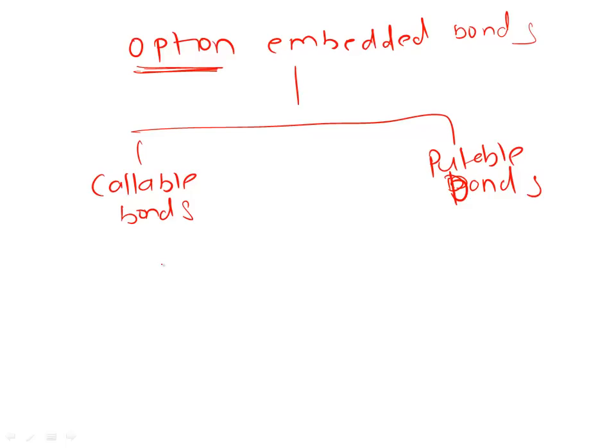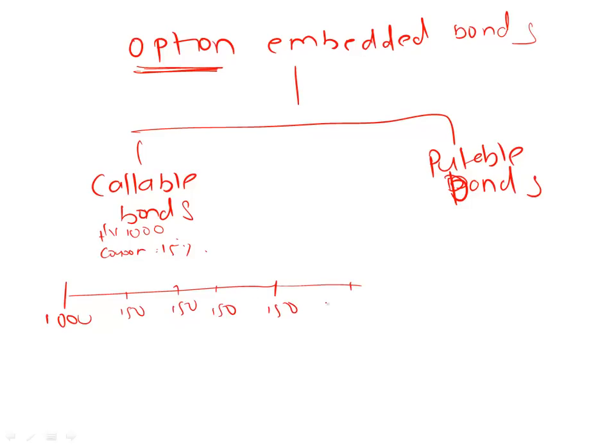So what are callable bonds? Let's say that a company has issued a bond, face value 1000 and coupon rate of 15%. So this is how the cash flows are going to be: 150, 150, 150, 150, assuming a maturity of 5 years, and 1000. Now what happens is that somewhere here, at the end of year 2, the interest rate in the market falls substantially and the current interest rate in the market is now 6%.